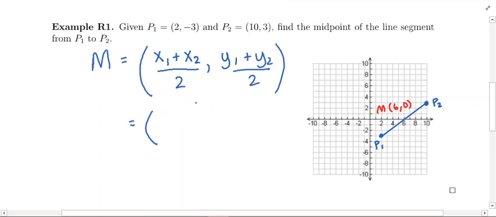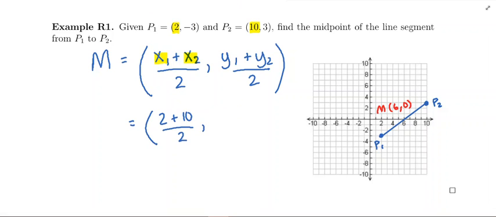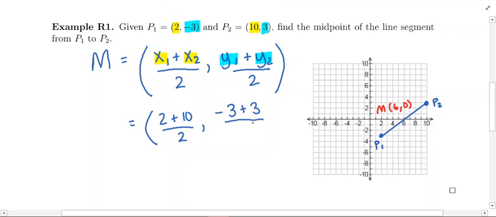Okay, so to get the x coordinate of the midpoint, we need to add up our x coordinates. So let's see, that's going to be 2 and 10. So we need to add them up, 2 plus 10, and then we need to divide by 2. Okay, and then to get the y coordinate of the midpoint, we need to add the y coordinates. So that's going to be negative 3 and 3, and then we need to divide by 2.